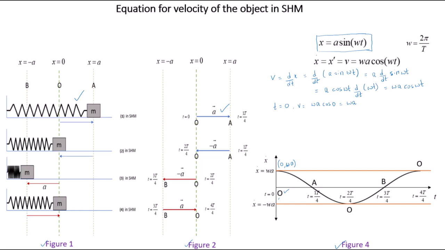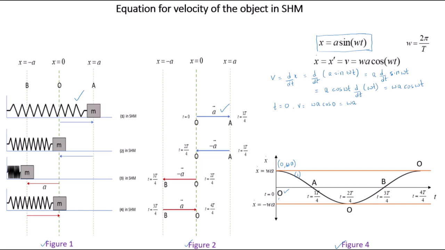And this is also the practically observed value at the midpoint O. The velocity of the object is the highest. So far, this function complies with the observations of simple harmonic motion. I will call this the first quarter of the cycle of simple harmonic motion.